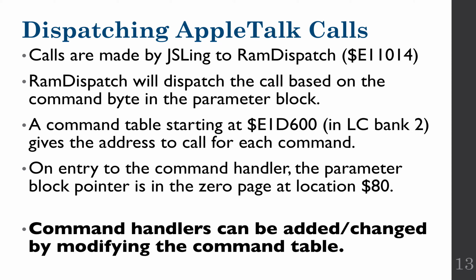And the way it does that is there's this command table in memory, which is actually in language code bank 2 and bank E1. That essentially just contains pointers to the various handlers for the different commands that you can execute. So it will look at that command table, index into it with the command byte, and then jump to the appropriate handler. On entry to the command handler, the location of that parameter block will be in location $80. So these command handlers, the key thing here is that there's this table in a documented location. So the command handlers can be added and changed by modifying the command table. And that's what we'll actually be doing.